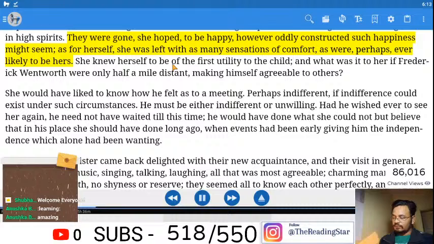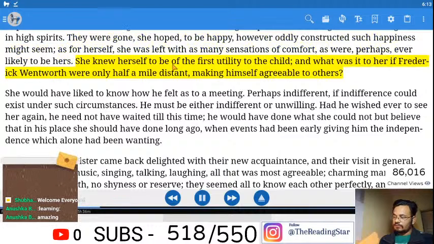They were gone, she hoped, to be happy, however oddly constructed such happiness might seem. As for herself, she was left with as many sensations of comfort as would, perhaps, ever likely to be hers. She knew herself to be of the first utility to the child, and what was it to her if Frederick Wentworth were only half a mile distant, making himself agreeable to others?